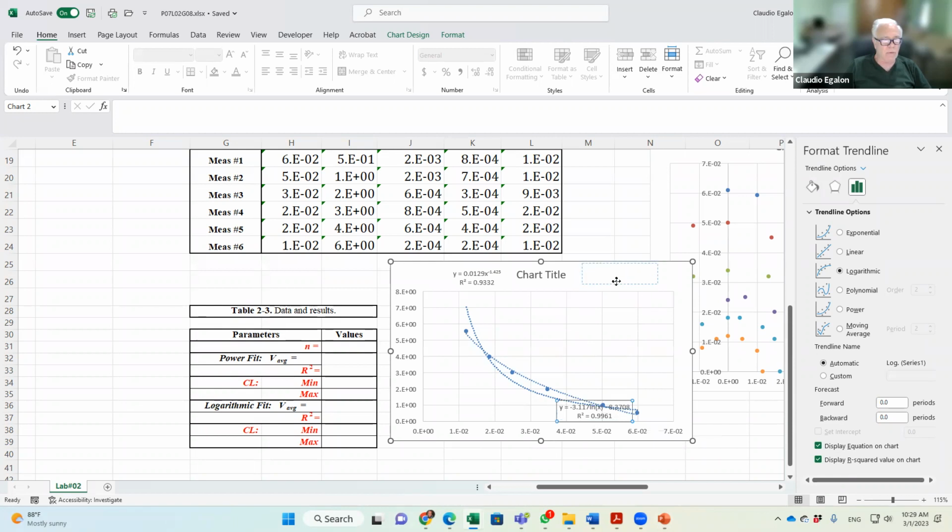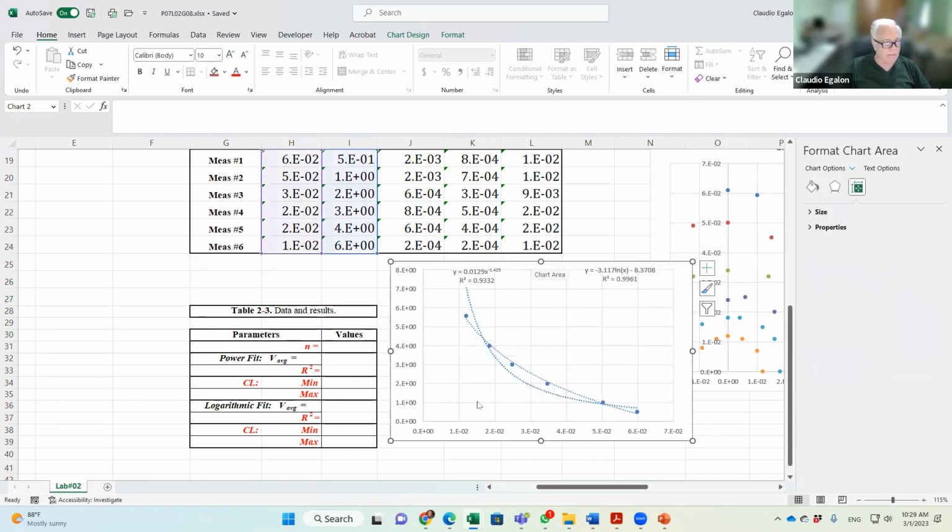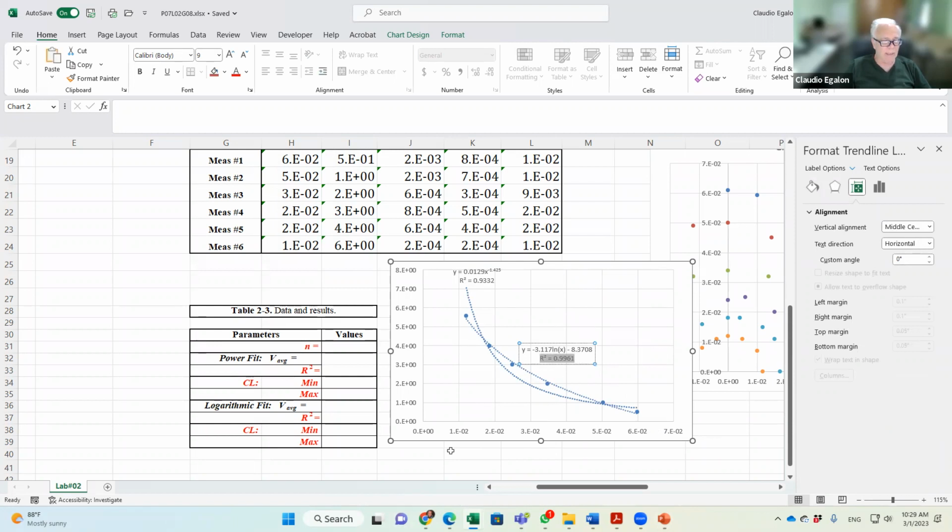Now compare those two here. Which one has a better R square? And even the line, right? The line is much closer to the data points, whereas this one deviates a little bit from the data points. Look at the R square of the logarithmic and the R square of the point charge.